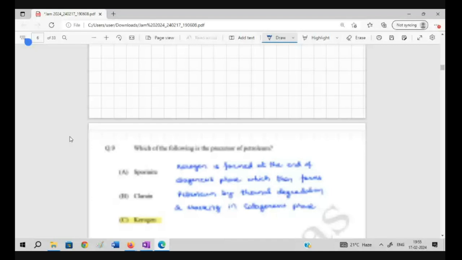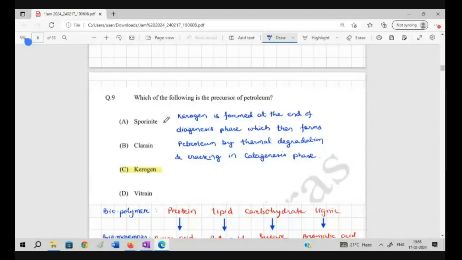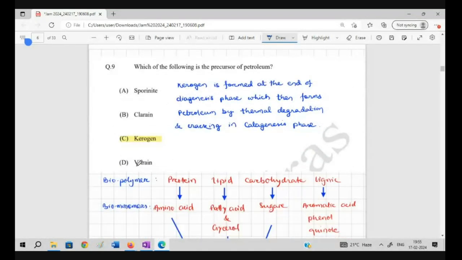Okay, let's move to the next one. It is asking which of the following is the precursor of petroleum. It means they are asking petroleum originates from which of the following. Let me show you, it will be kerogen. Kerogen is also called the parent element, or the parent material of petroleum.